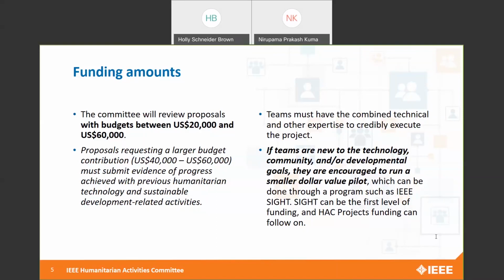But going forward, we are changing such that if it's more than $40,000, then we need you to have shown previous success. Now, we are not restricting the previous success to mean IEEE side projects, but that would be one way of doing it. You do a less than $20,000 side project, and then you can come and apply for higher dollar value HAC projects. So next slide, please, Holly.